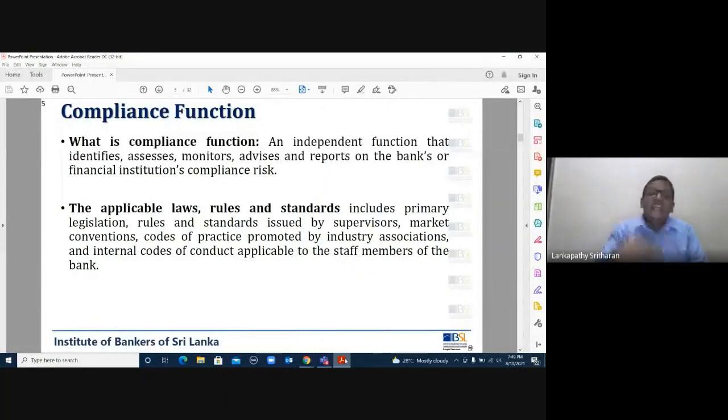And even the internal code of conduct applicable to the staff members of the bank will also be considered as applicable law. So here the message I wanted to pass is that these applicable laws, rules and standards include not only outside rules and regulations, they also include the internal code of conduct, as well as rules applicable to the staff members. So this is about the compliance function.